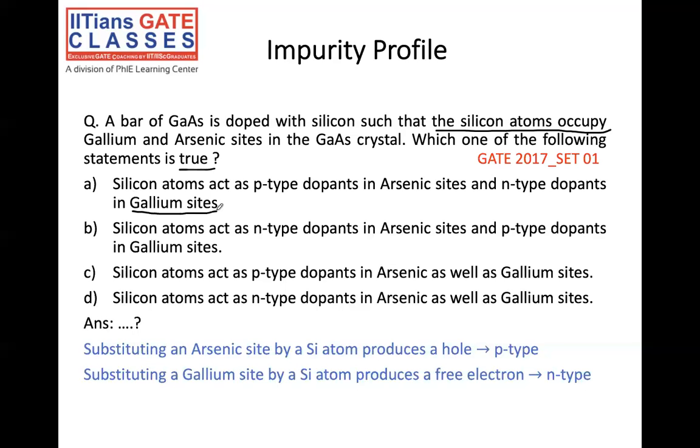We have 1 extra electron, that is the free electron. So it is a type of donor impurity. It acts as a donor impurity, so it will make n-type semiconductor. It means the A option is the correct option.